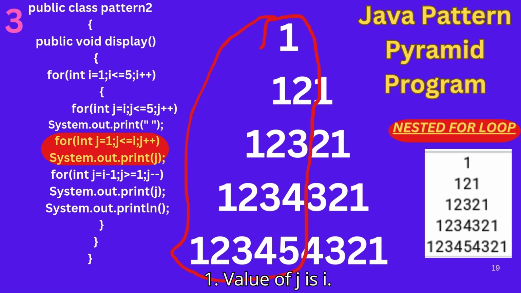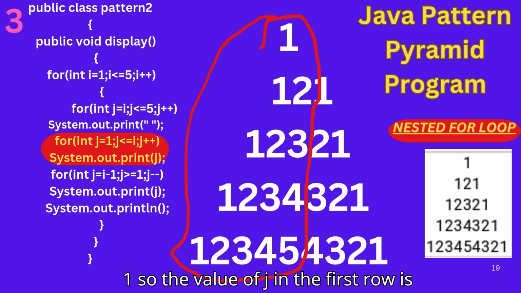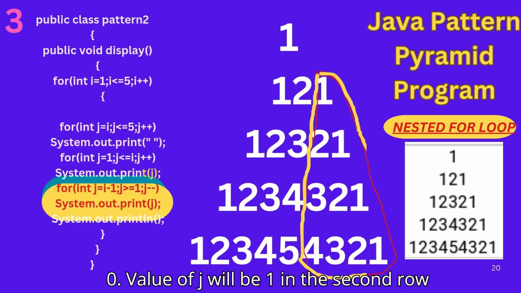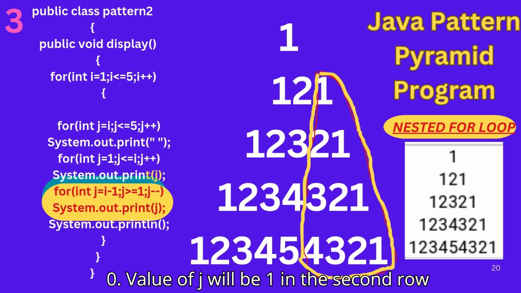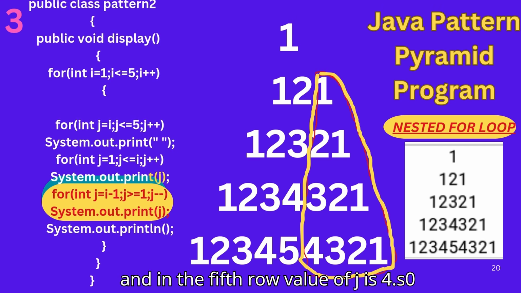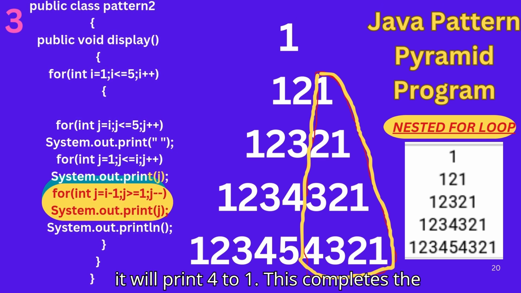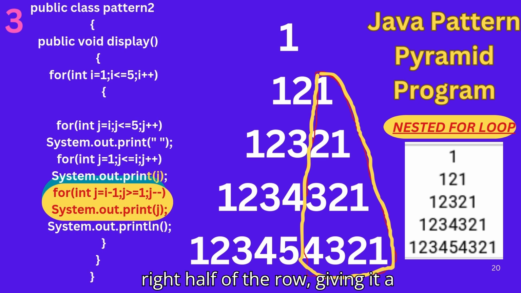The value of j is i minus 1, so the value of j in the first row is 0. The value of j will be 1 in the second row, and in the fifth row the value of j is 4, so it will print 4 to 1. This completes the right half of the row, giving it a symmetric look.